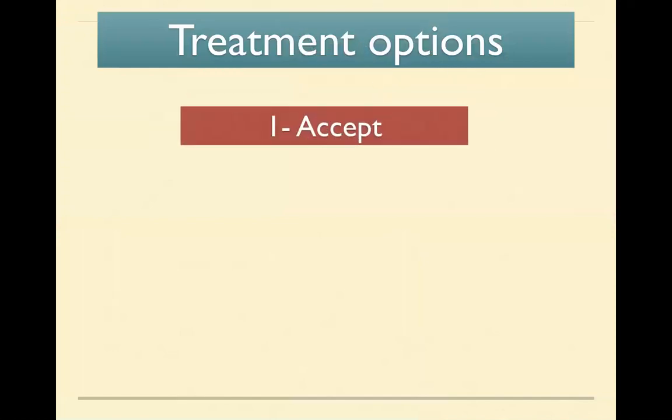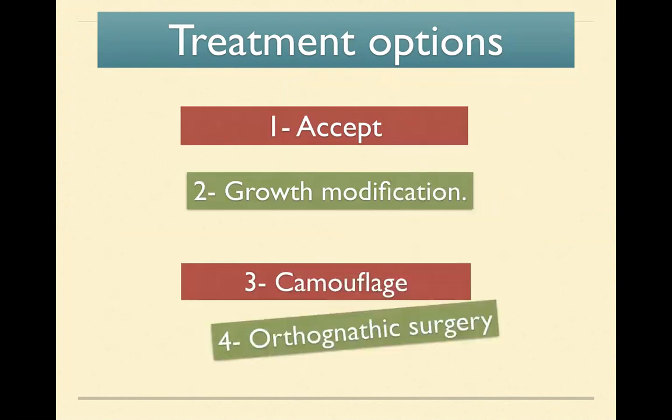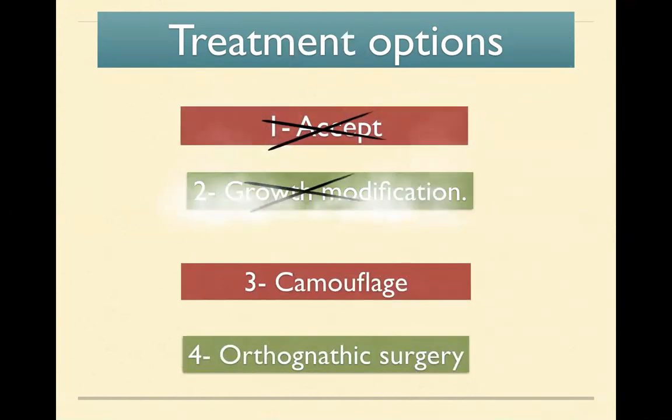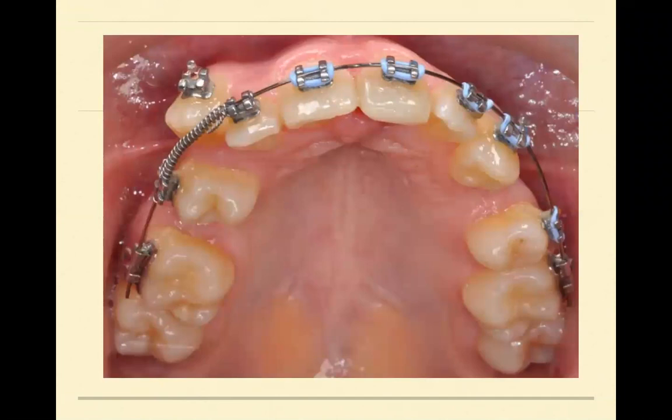So again, now the treatment options: either accept, growth modification, camouflage, and orthodontic surgery. Accept is not an option. Growth modification, we don't need it. She does not have that huge overjet. Camouflage is our option, not orthodontic surgery. And as you can see, we mentioned the extraction decision.